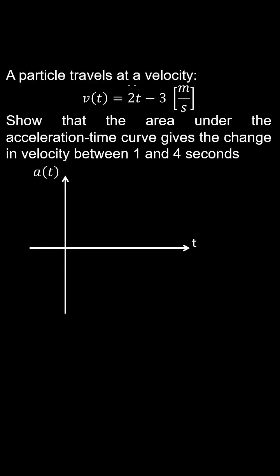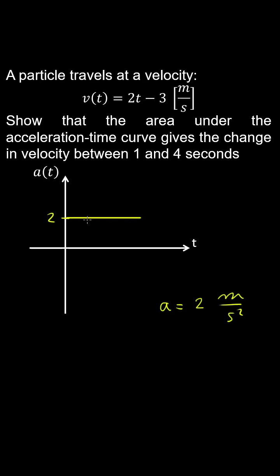A particle travels at the following velocity, and we're asked to show that the area under the acceleration time curve gives the change in velocity between 1 and 4 seconds. So the acceleration is the derivative of the velocity, so that would be 2 meters per second per second. So the acceleration is constant.